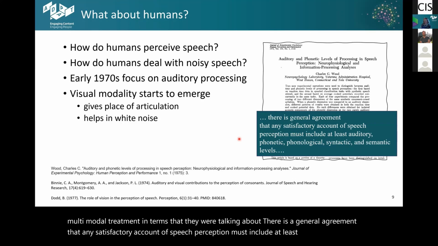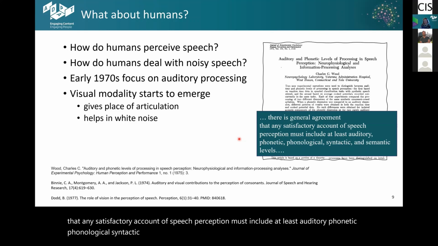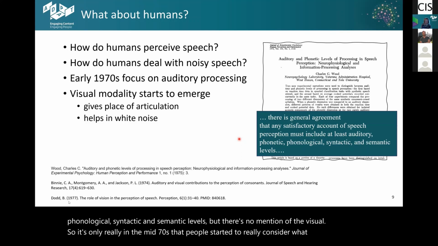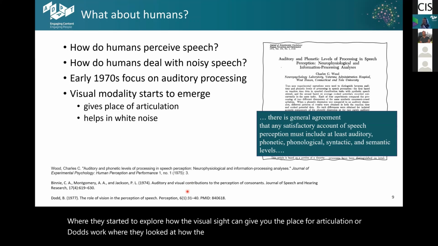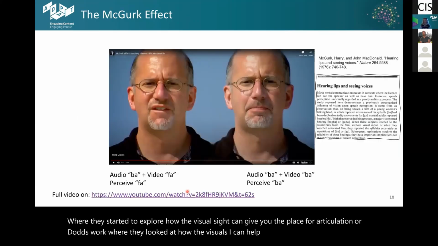So it's only really in the mid-70s that people started to really consider what the visual modality could do for us in speech. So there was work here from Binnie et al., where they started to explore how this visual side can give you the place of articulation, or Dodd's work, where they looked at how the visual side can help with perception in white noise. And that led us to '76, where the McGurk effect came on board. Now, if you don't know what the McGurk effect is, do go look at that video.